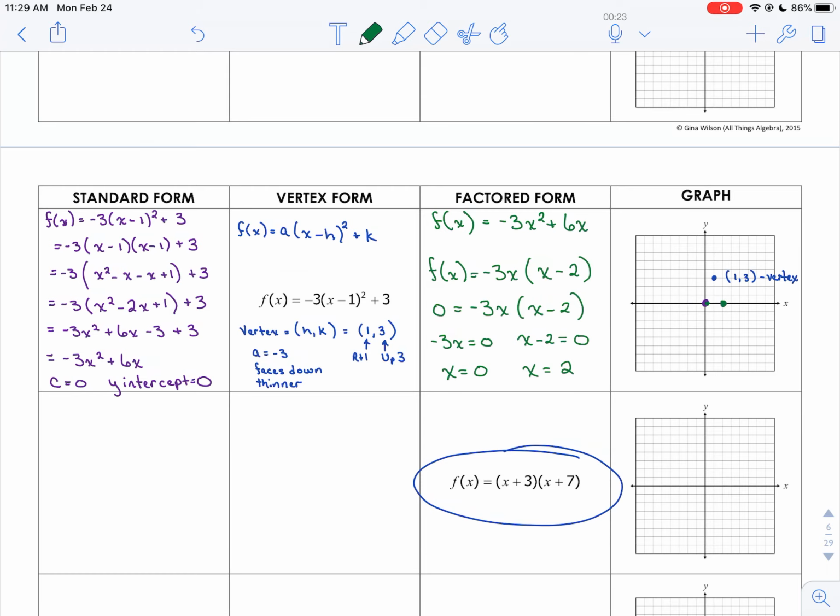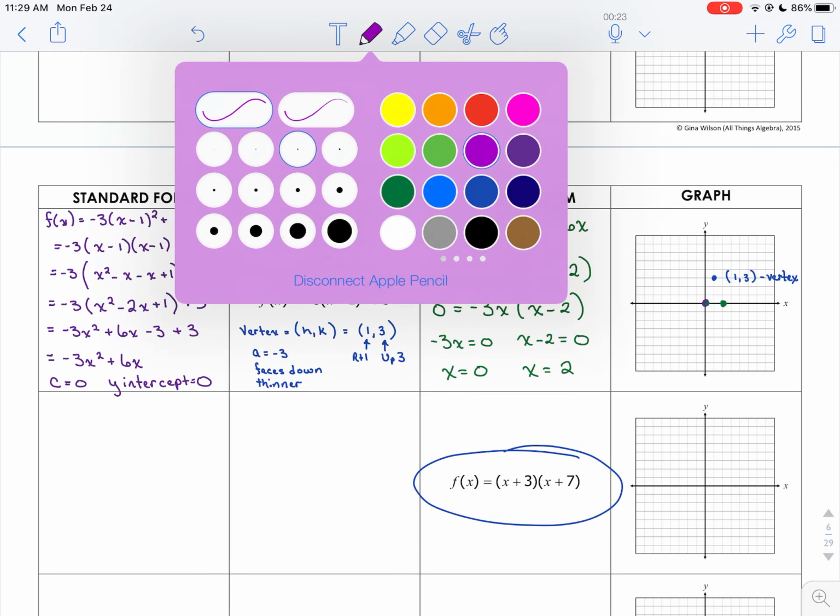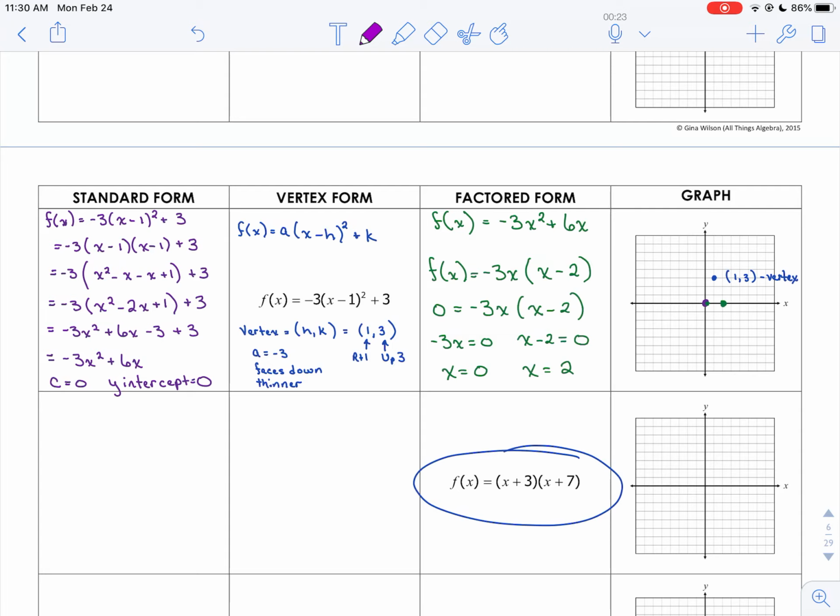One thing that I forgot to tell you back from our vertex form is we also know the axis of symmetry. I'm going to write that in here. Back when we had vertex form, this is my axis of symmetry, is x equals h. So in this case, x equals our h value, which is 1.